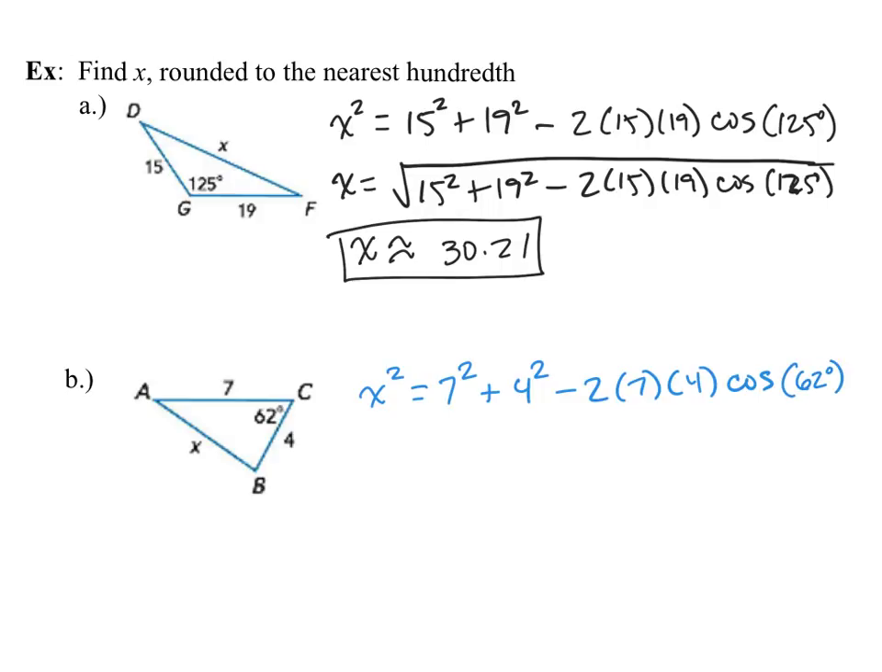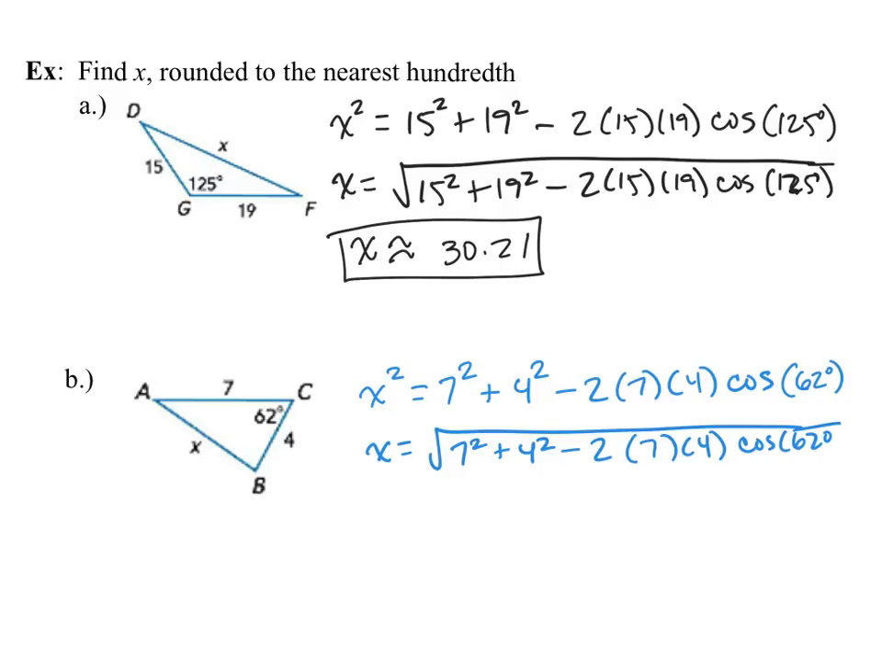All right, well, if x squared is equal to all that, then if we take the square root of both sides, we would get that x is equal to the square root of 7 squared plus 4 squared minus 2 times 7 times 4 times the cosine of a 62 degree angle. And then, of course, you don't have to write both of these steps. If you want to just jump to this step, that's perfectly fine. But on your homework and tests and quizzes, I would want you to actually write down what you're calculating before you put it in the calculator. So write that down and then find your answer rounded to the nearest hundredth, which would be approximately 6.22.